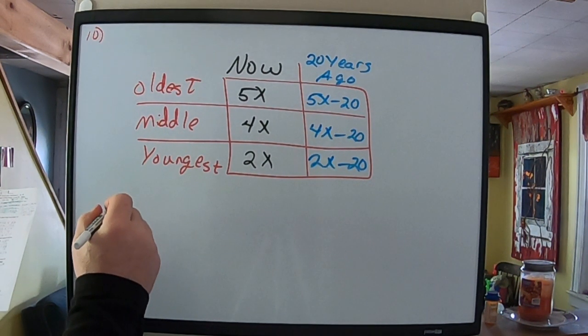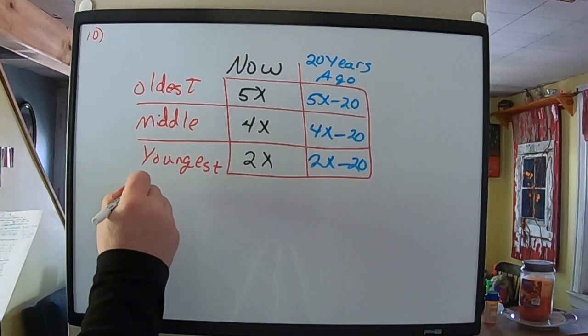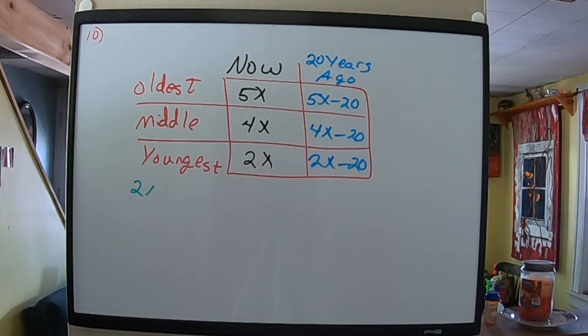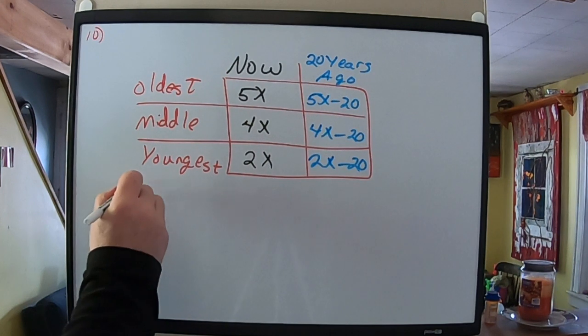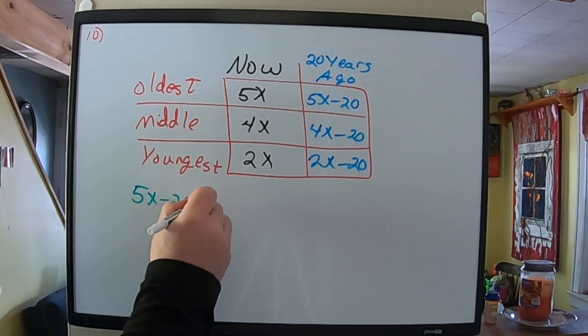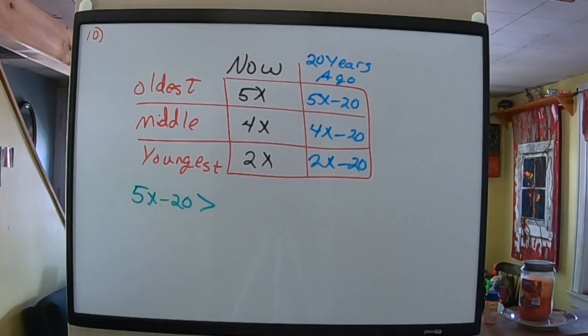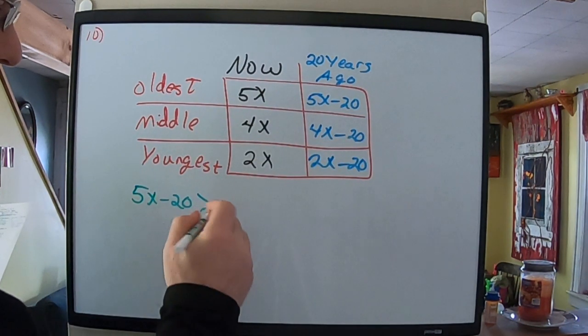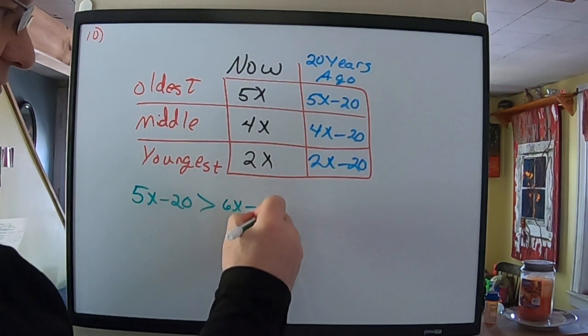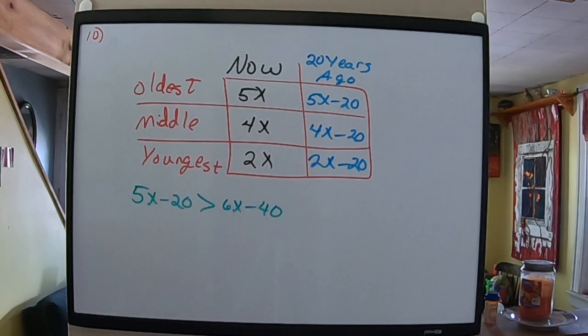Oldest company was greater than 5x minus 20 was greater than the combined ages of the other two companies. Let's just combine these other two companies to 6x minus 40. There's our equation. Let's solve it.